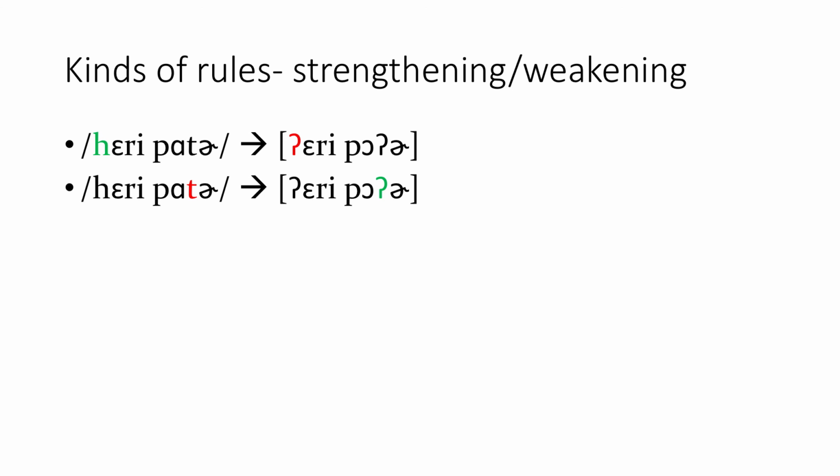There's even strengthening rules and weakening rules. Harry Potter becomes Harry Potter, or Harry Potter becomes Harry Potter, right? So the H gets strengthened to a glottal stop from a fricative, and this T gets weakened to a glottal stop from a T to become Potter, in like kind of a Cockney accent.